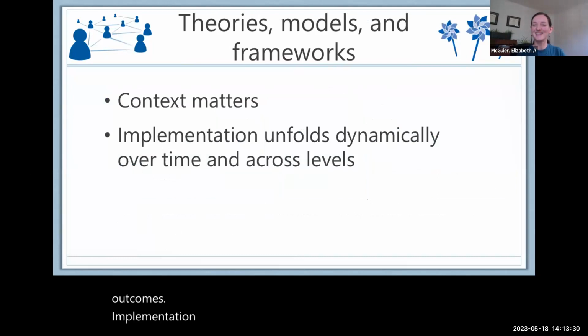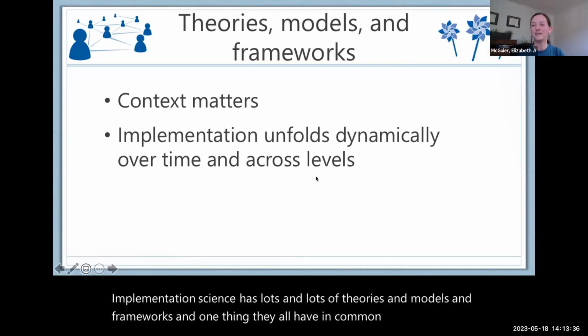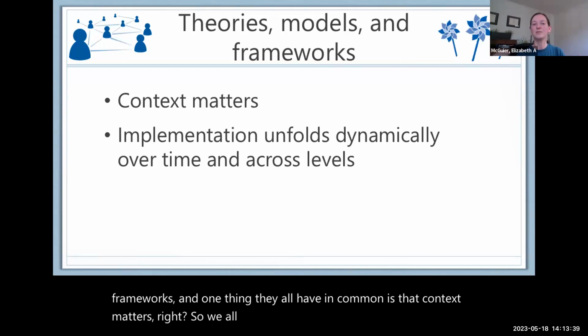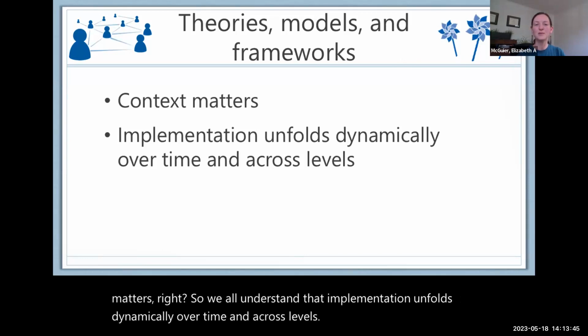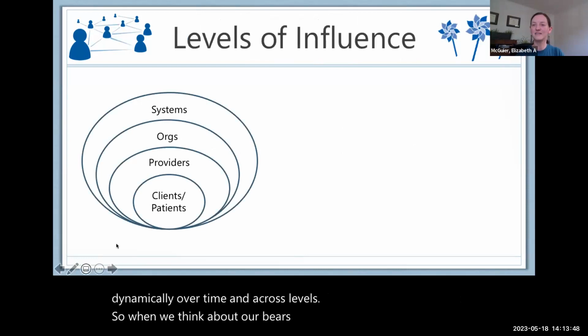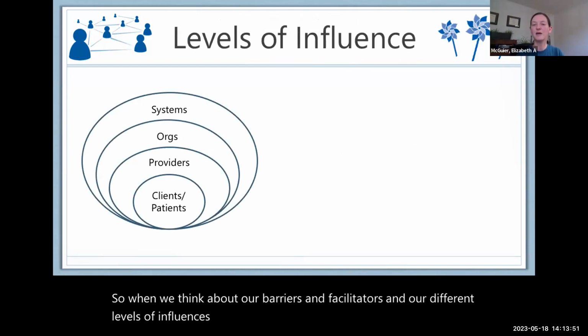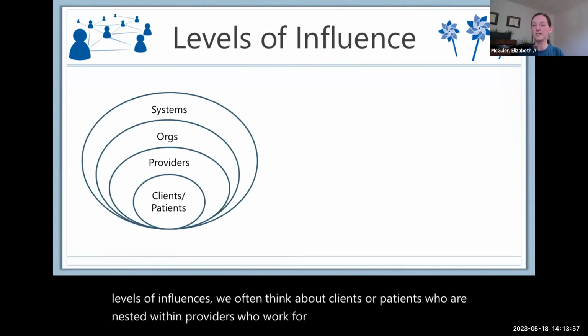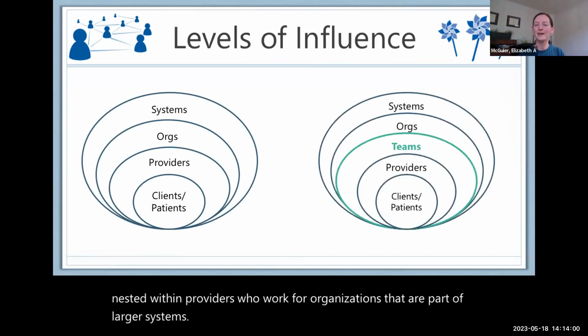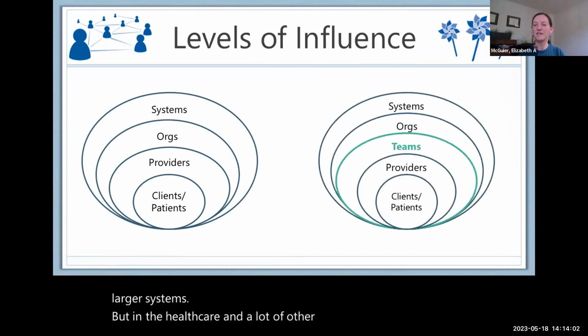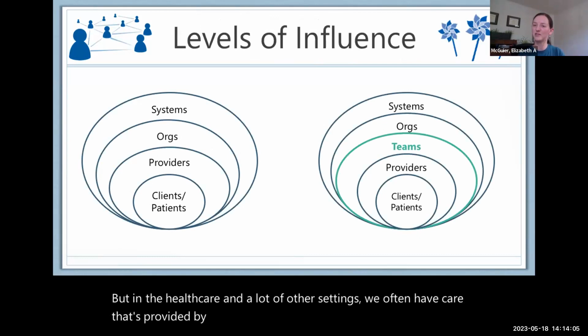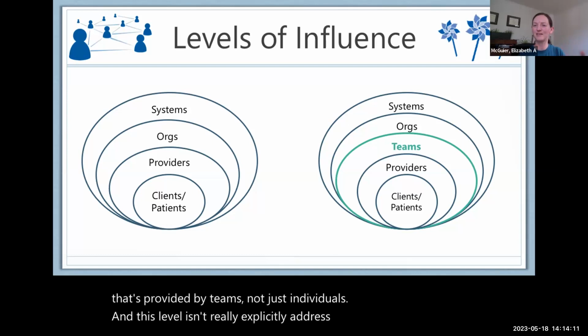Implementation science has lots and lots of theories and models and frameworks. And one thing they all have in common is that context matters, right? So we all understand that implementation unfolds dynamically over time and across levels. So when we think about our barriers and facilitators and our different levels of influences, we often think about clients or patients who are nested within providers, who work for organizations that are part of larger systems. But in healthcare and a lot of other settings, we often have care that's provided by teams, not just individuals. And this level isn't really explicitly addressed in a lot of our theories and models and frameworks.